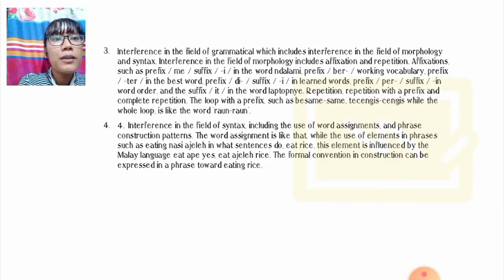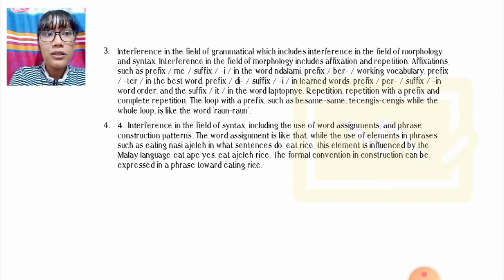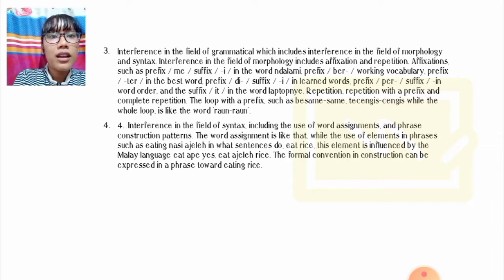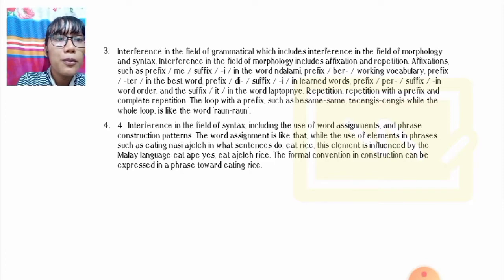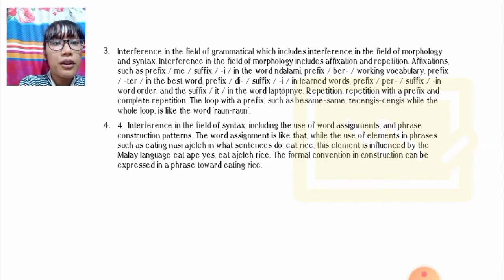Number 3, interference in the field of grammar, which includes interference in the field of morphology and syntax. Interference in the field of morphology includes affixation and repetition. Affixations such as prefix me and suffix i in the word mendalami, prefix ber, prefix ter in the word terbaik, prefix and suffix in the word learned, prefix per and suffix in the word order, and the suffix nya in the word laptopnya. Repetition with a prefix, complex repetition: the loop with a prefix such as bersama-sama, while the whole loop is like the word round-round.